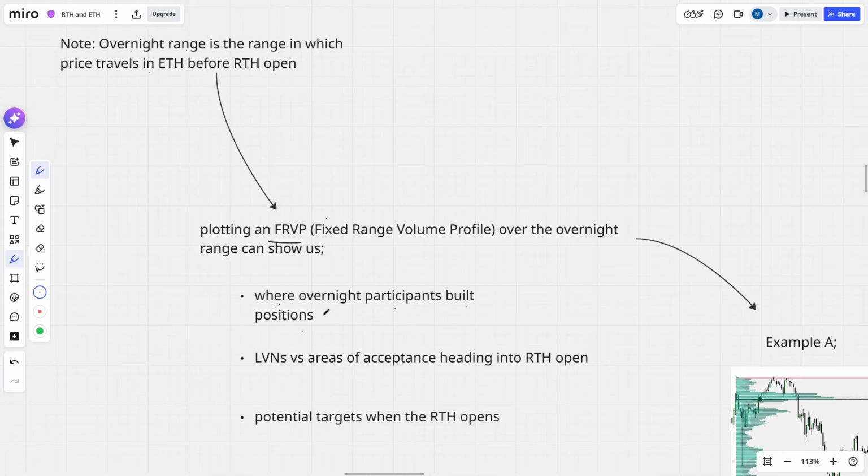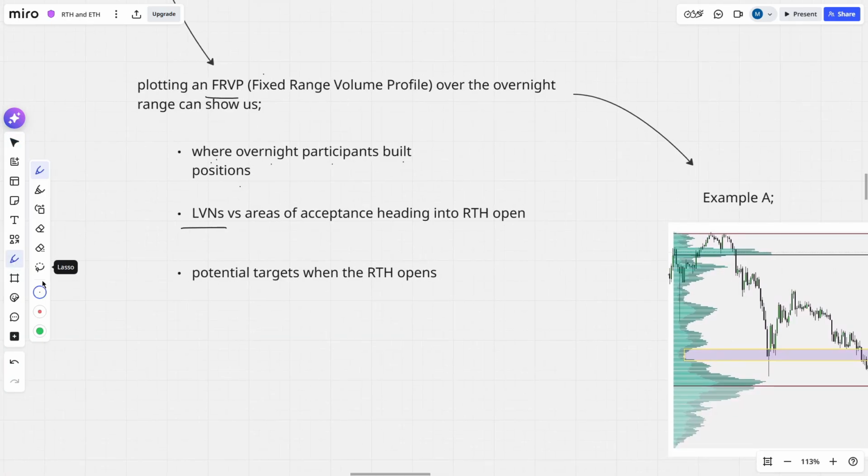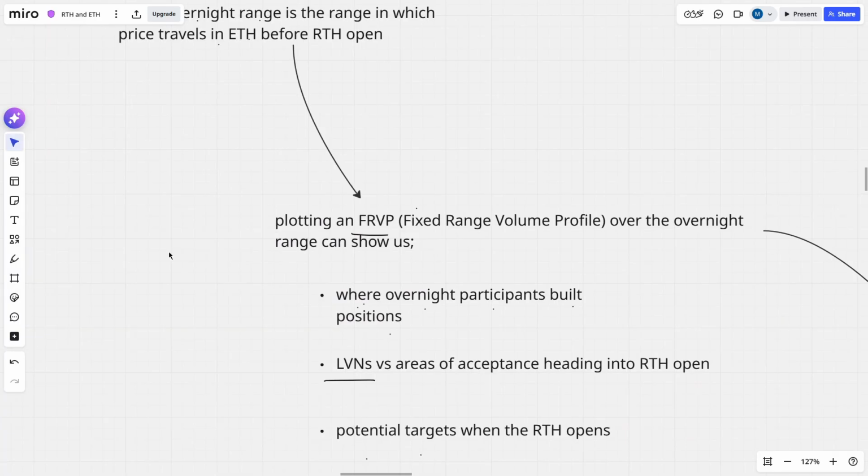So as I've said, we can see where these overnight participants are building their positions. We can also see areas of low volume and areas of acceptance heading into the RTH open. As well as this, we could also see some potential targets when RTH opens that price can return to and then make an informed decision on where it wants to go. So speaking of examples, let's show an example of this.